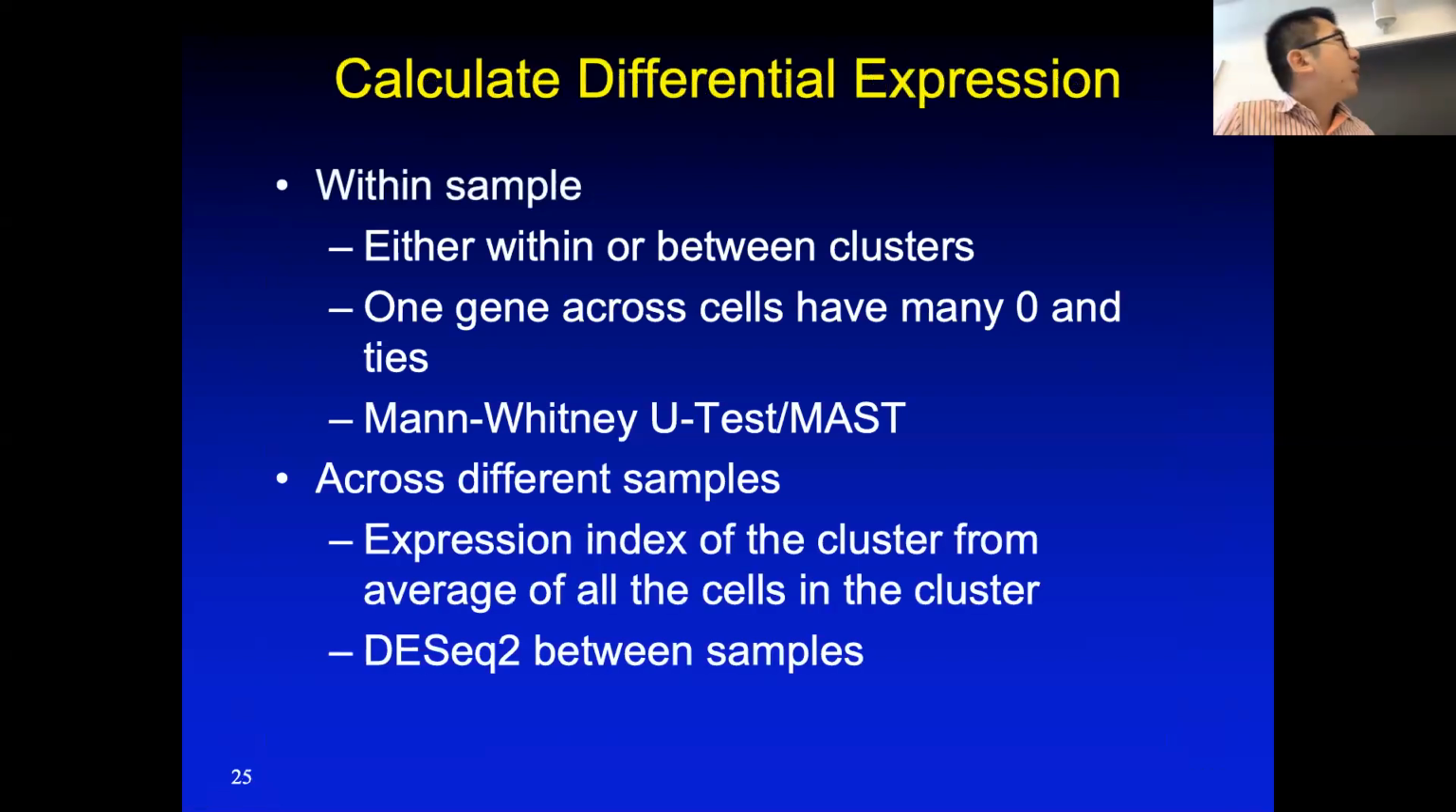When you compare the differential expression across different samples, a better way to do this is to average the gene expression of cells from the same clusters. Then you can compare the differential expression between the average gene expression levels. This time, because it is the average expression, it will have fewer dropouts. And you can even use some well-known methods from bulk RNA-seq analysis, like DESeq2, to perform the differential expression analysis.